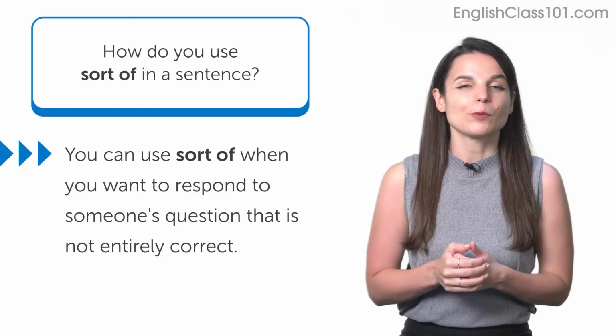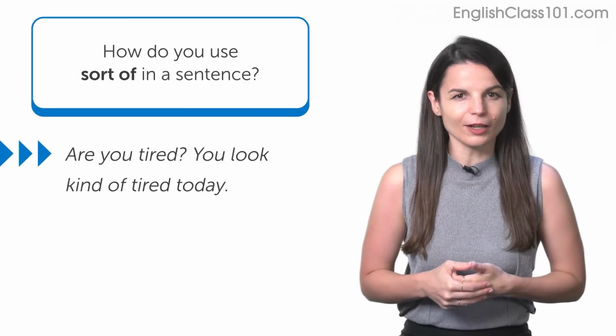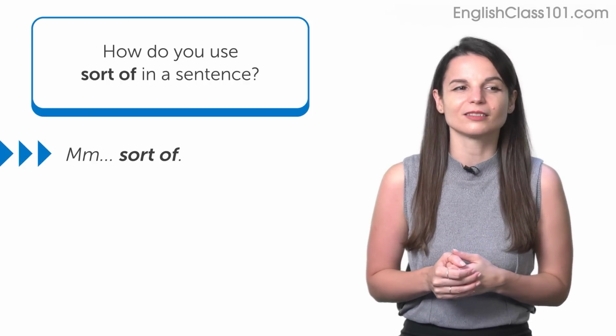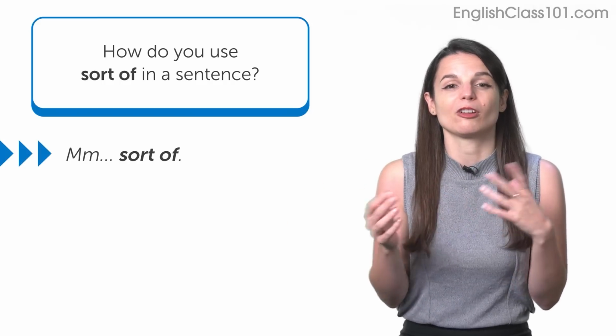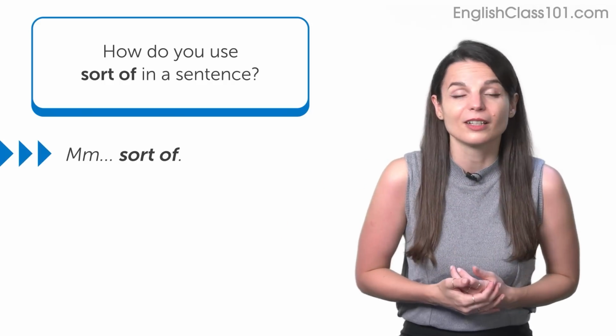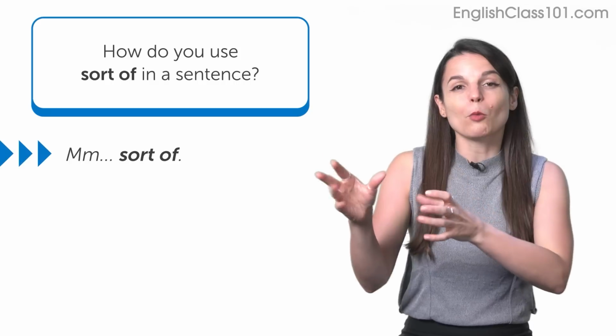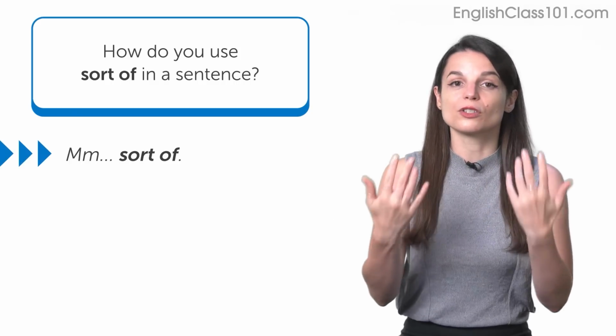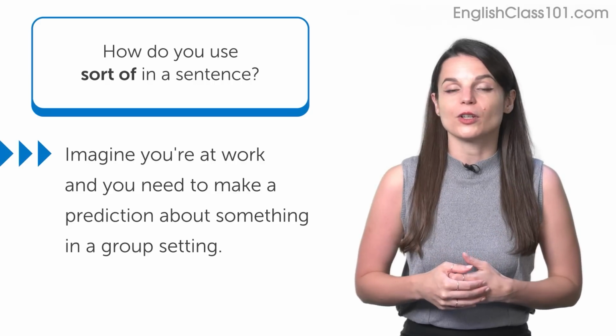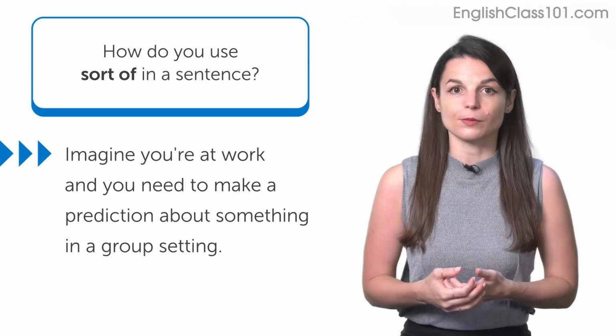So for example, if someone says to you, "Are you tired? You look kind of tired today," you might say, "Sort of." Maybe you're a little bit tired, yes, but maybe you're also just feeling kind of down. So if you want to express that someone is a little bit correct, but a little bit incorrect, you can use "sort of."